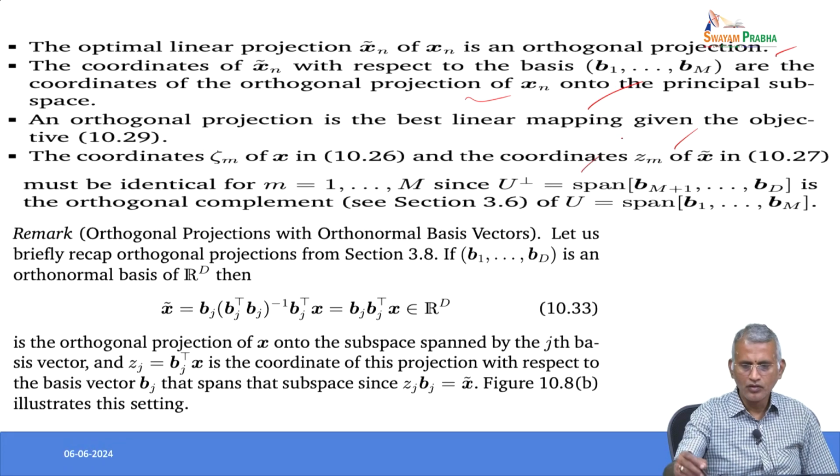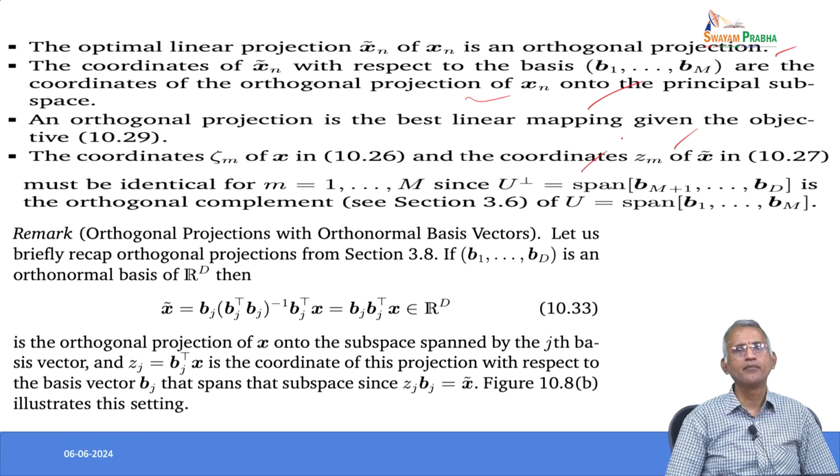Since U perpendicular, equal to the span of bm for m equal to M plus 1 to D, is the orthogonal complement of U which is spanned by b1 to bm. Now, we have a note: orthogonal projection with orthonormal basis vectors.